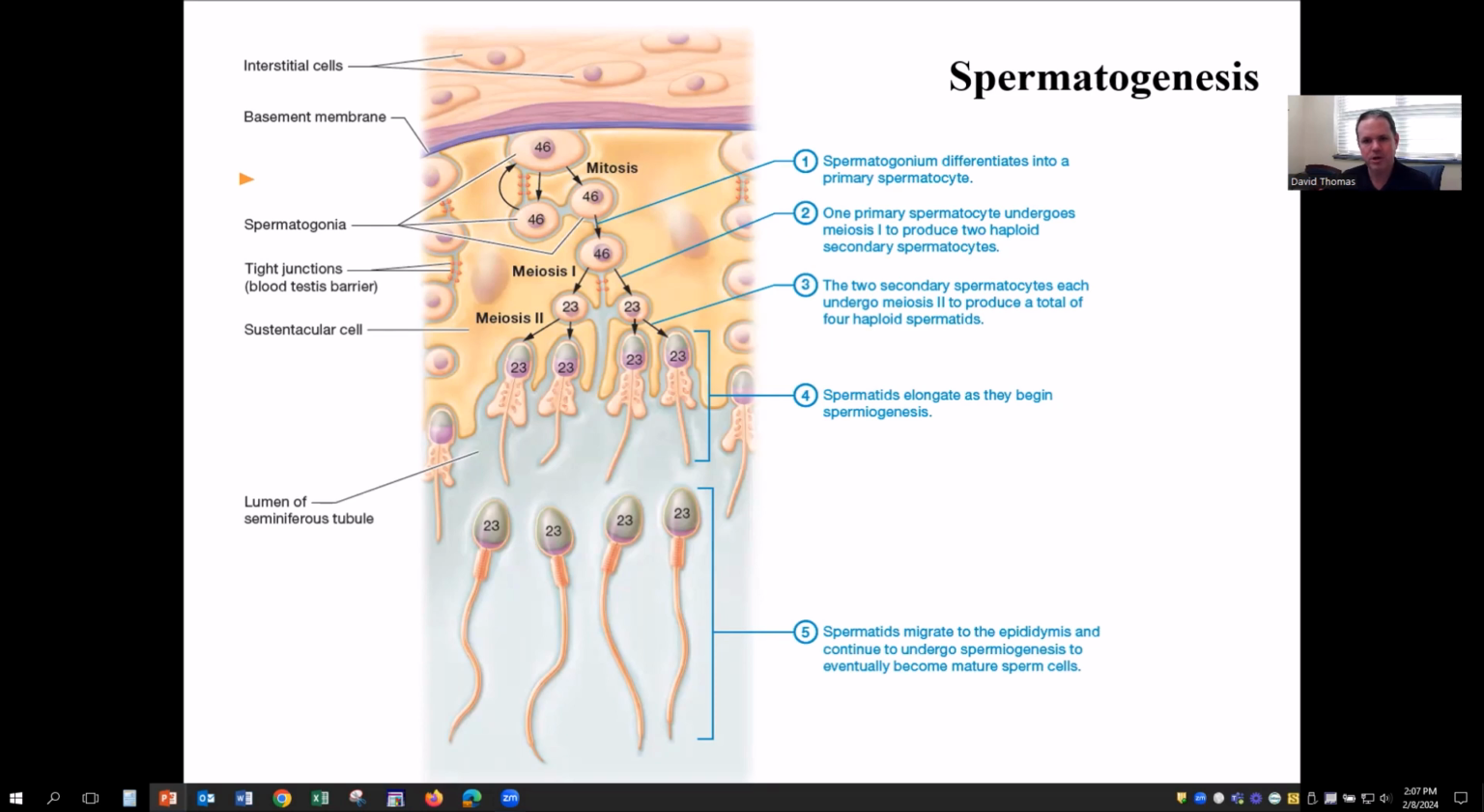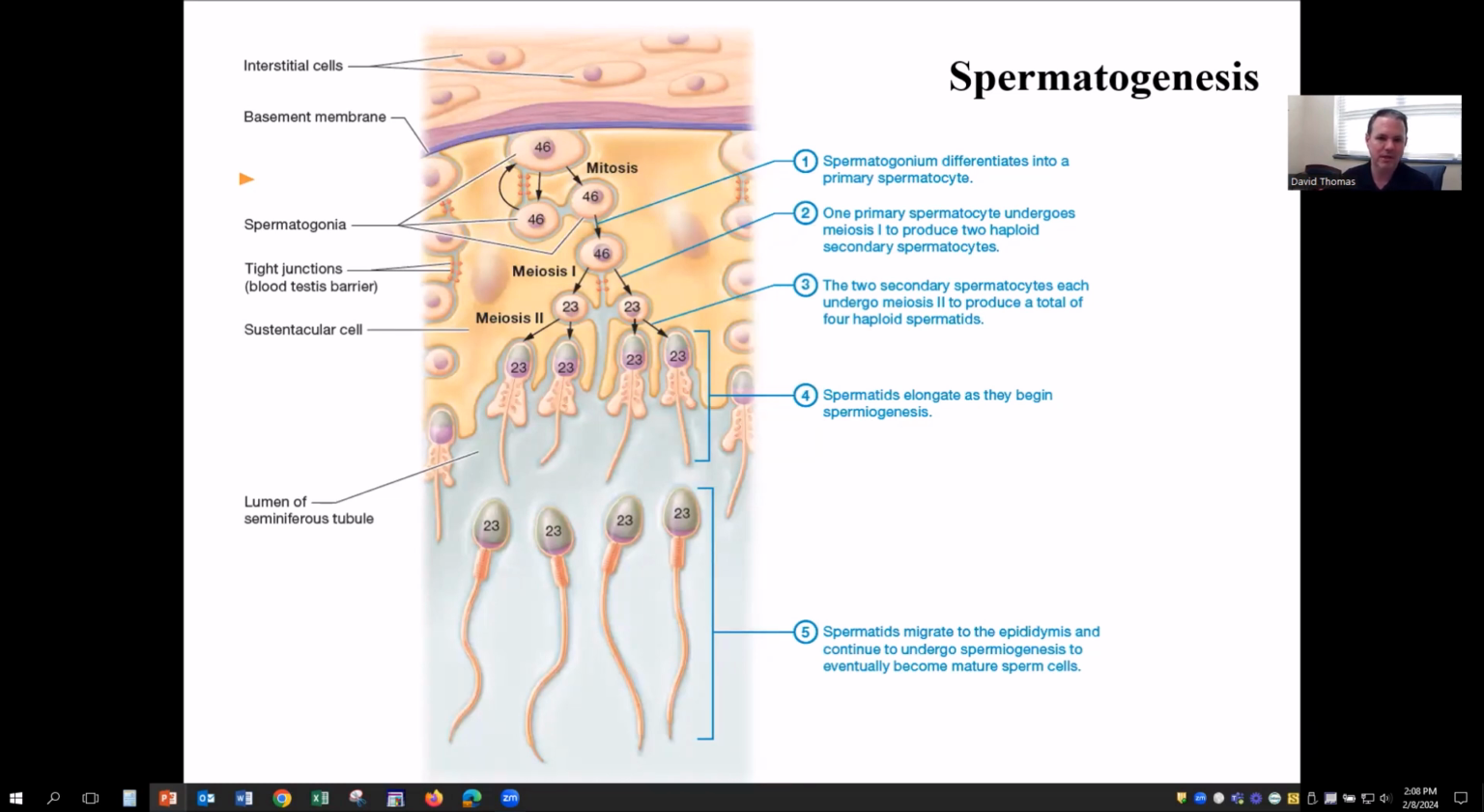This figure does a pretty good job of outlining some of the main steps in spermatogenesis, so we'll follow along. What you're looking at is a cross-section view inside the seminiferous tubules. On the periphery, outside of that, you would have interstitial cells. These are the endocrine cells producing the testosterone. But on the periphery side, you have these spermatogonia. These are those stem cells that start the process of spermatogenesis.